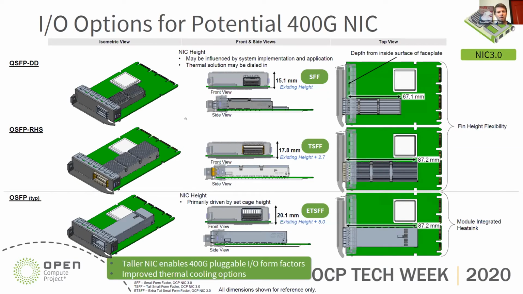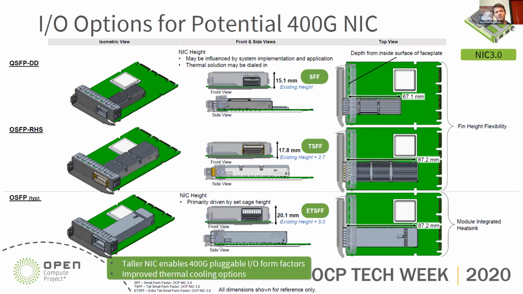Next slide. So now when we look at these 400 gig options, we can see there's 3 different nomenclatures of form factors that are designated here. We have the SFF, which is the small form factor. We have the TSFF, which is the tall small form factor, which is kind of neat. But that also has the plus 2.7 that we saw with MiniSAS HD for the non-NIC use case on the previous slide. And then we also have the ETSFF, which is the extra tall small form factor. And that has that existing height plus 5, which was also shown for the potential CDFP compatibility non-NIC use case as well.